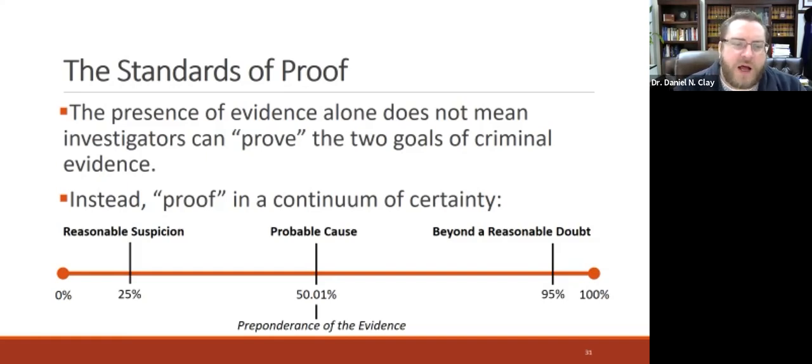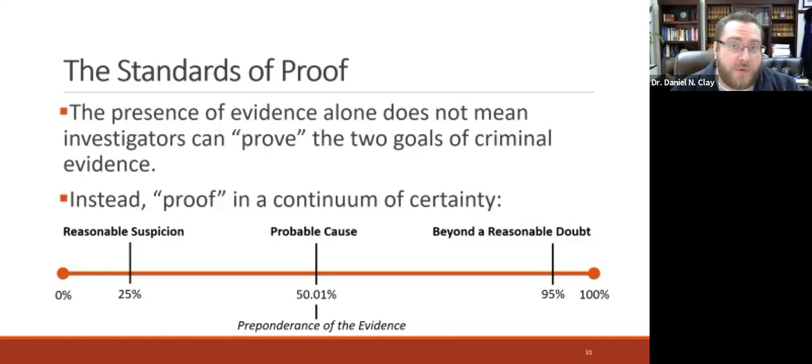And then down towards the bottom end of the spectrum, we have reasonable suspicion. This allows us to stop people and just real quickly ask them some questions if they're acting suspicious to dispel our suspicions, right? Here, we only have to be 25% certain that something's going on. Right? That's not a lot. That's just kind of like, that seems a little weird. That's all you need. Then you can make the stop. You can stop a car, you can stop a person, whatever, and just ask them questions.